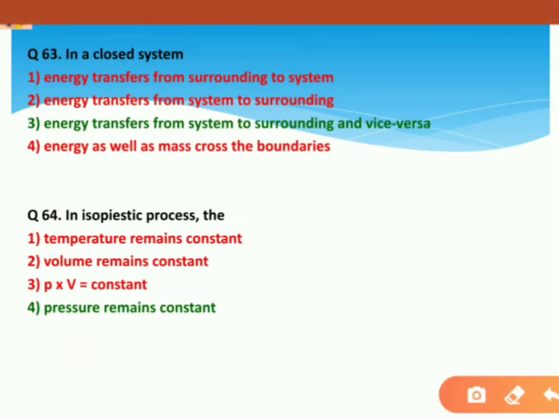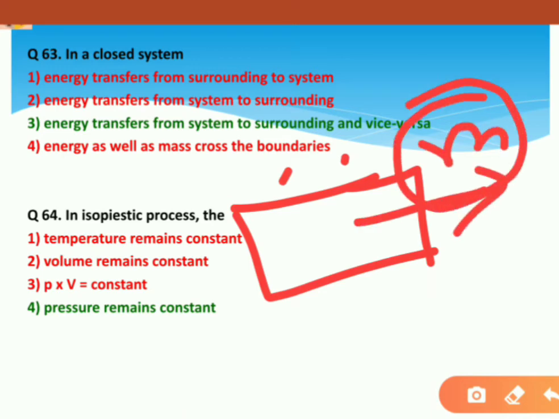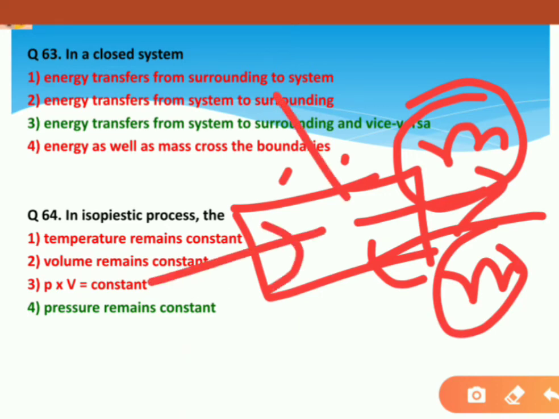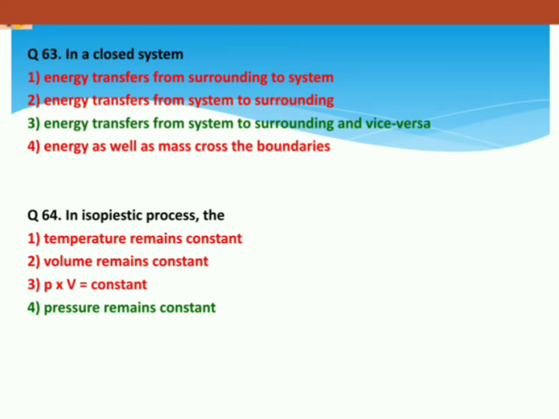In a closed system, if it is a closed system, here mass cannot transfer from system to surrounding or surrounding to system, but here energy can transfer from system to surrounding or surrounding to system. So here option 3 is the correct answer. Energy transfer from system to surroundings and vice versa. Let's proceed to next question 64.